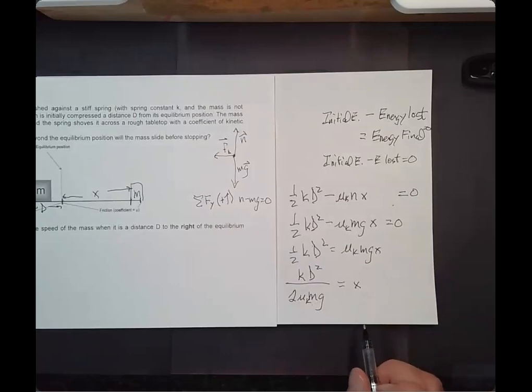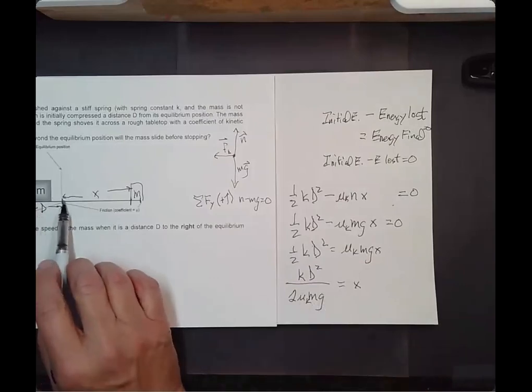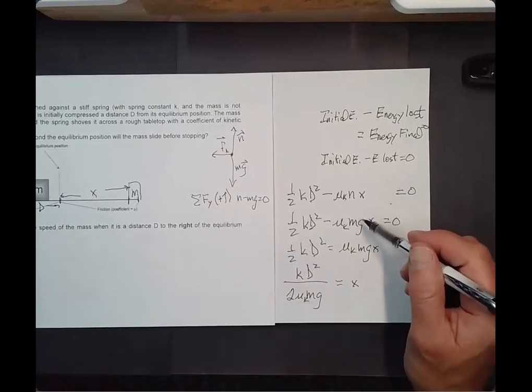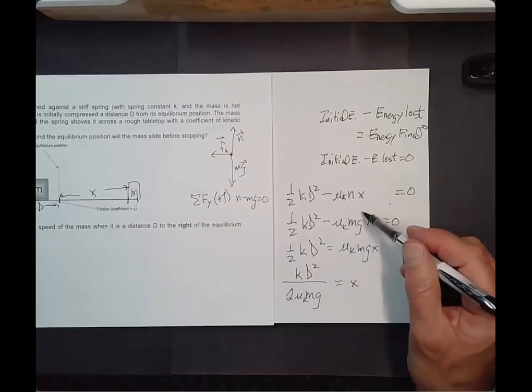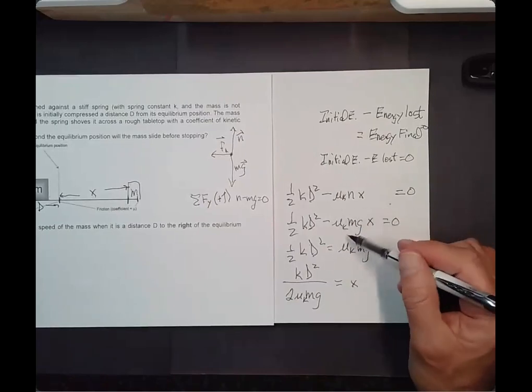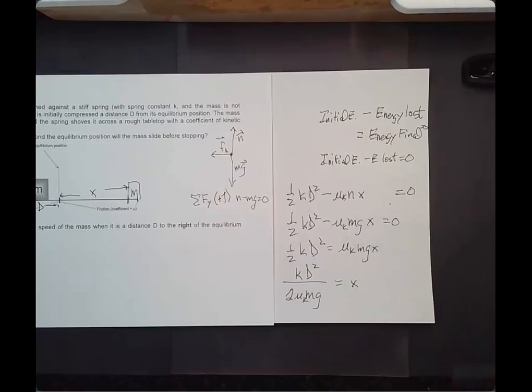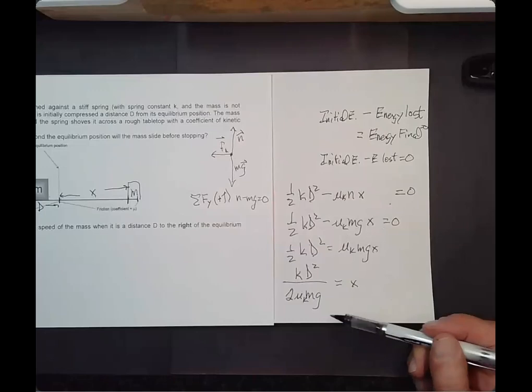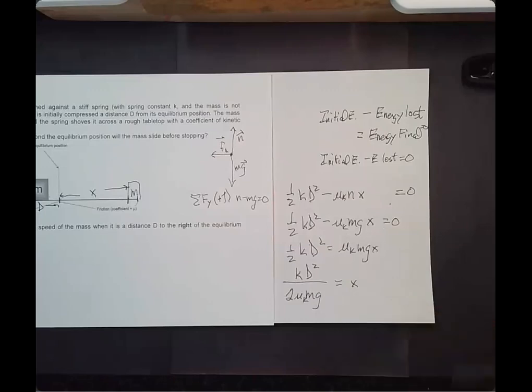Okay, you could think of a couple reasons for that. The more mass you have, the slower it's going to be going when it gets back to this equilibrium position. And the greater the normal force will be, so the more energy is lost to friction when that's the case. So two reasons that the distance is inversely proportional to the mass.